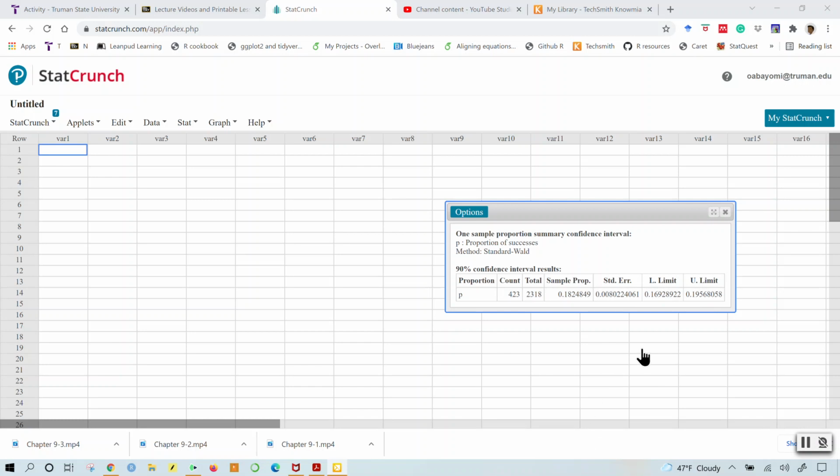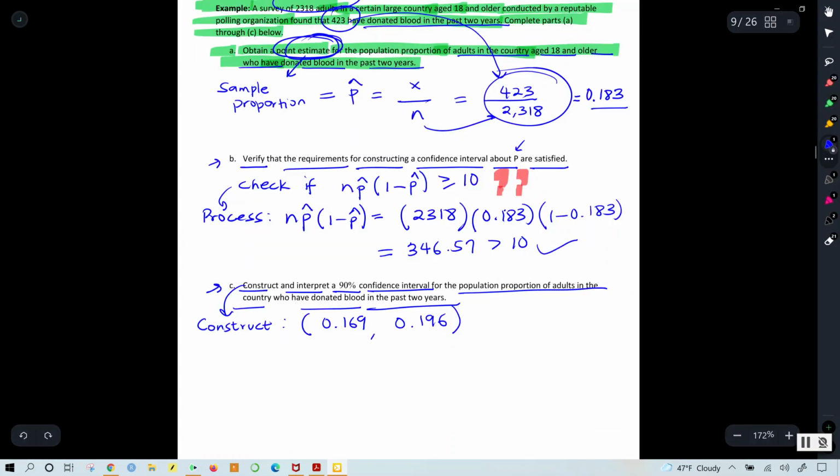In this case, I am keeping to the convention to keep proportions to 3 decimal places. Remember, always read through the instructions in your question and round off to as many decimal places as required. In this case, the confidence interval is 0.169 to 0.196 if I choose 3 decimal places. So here I have completed the part of the question that requires me to construct. The next part is to interpret. So how do we interpret based on what we have done earlier?